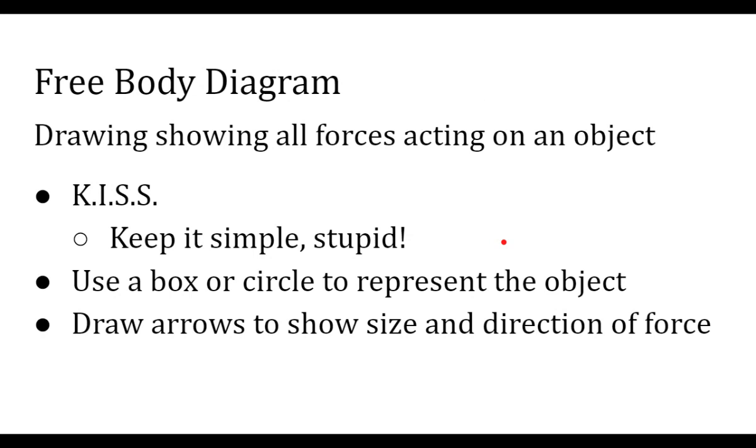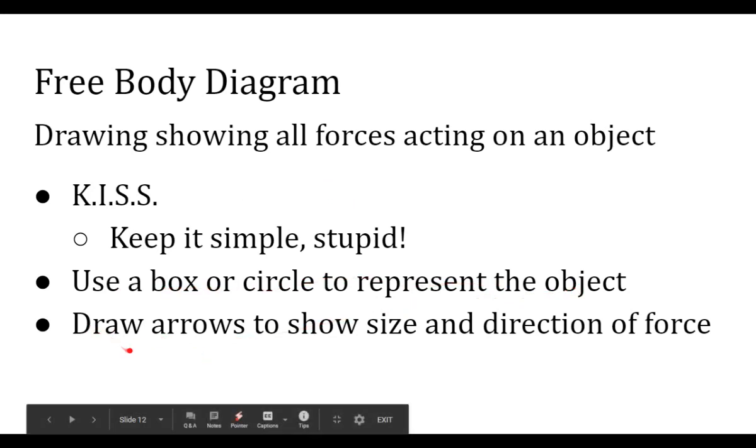Okay, so next up, we're going to talk about something called free body diagrams. Basically, we're just going to make a drawing showing all the forces acting on an object. And my advice for you is keep it simple, stupid. Not saying you're stupid, just telling you, keep it simple. And if you don't, then maybe you are stupid. Okay, so what we're going to do is use a box or a circle to represent the object. We'll do an example in a minute. We're going to draw arrows to show the size and direction of the force.